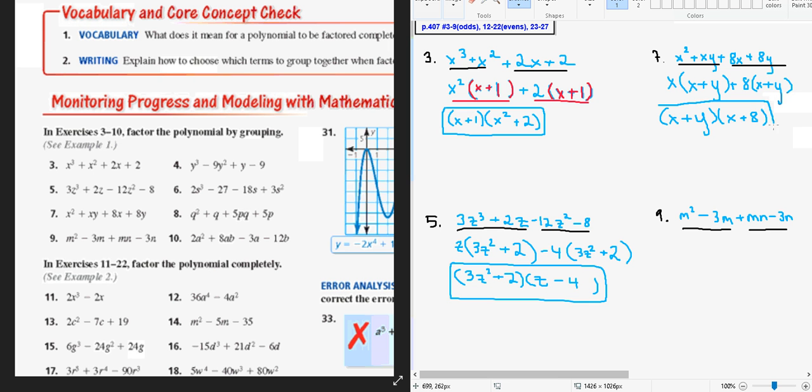Again, if you've got the order switched, so if you had the quantity x plus 8 times x plus y, that is still correct. So you can flip the order of any of these factors on any one of these problems. You still got it correct.